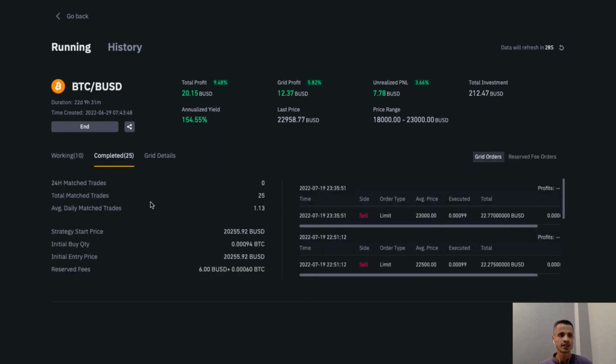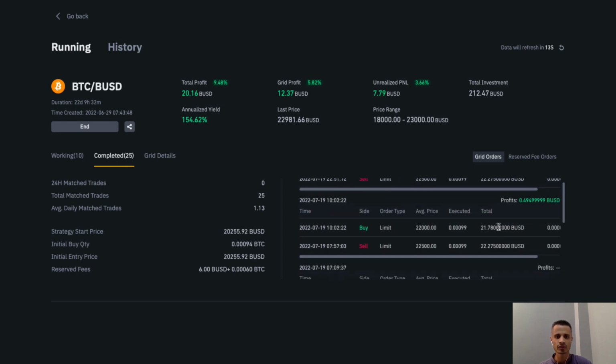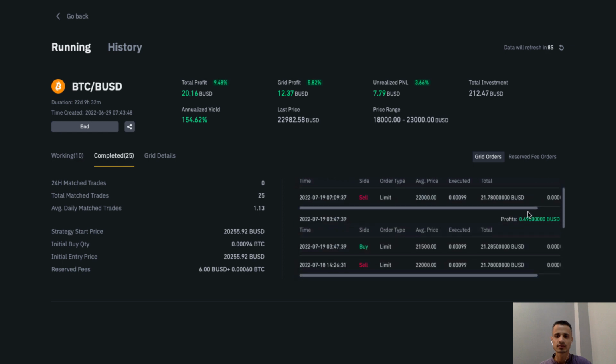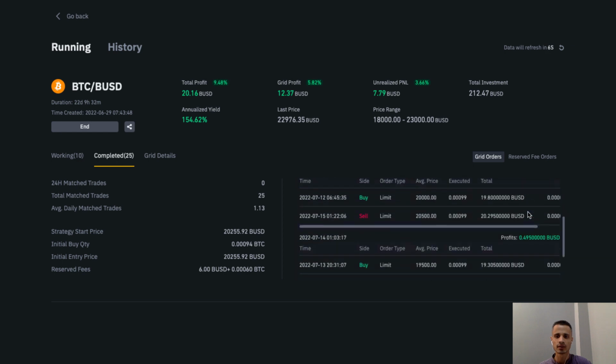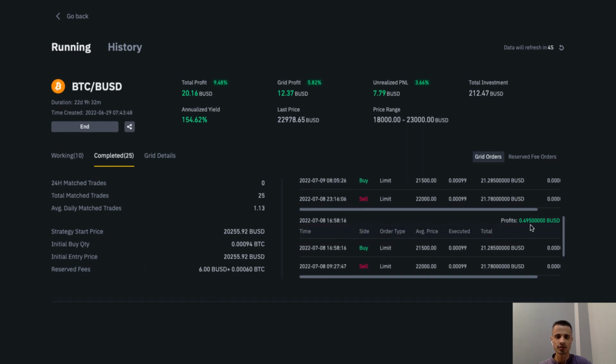Here we can see that the total matched trades is 25. Average daily matched trades is 1.13, so that's an average of a little more than one trade per day. Scrolling down here through the grid orders, we can see for the round trip buy and sells, my profits are right around 50 cents. And this appears to be consistent throughout the entire history of the trades for this strategy.